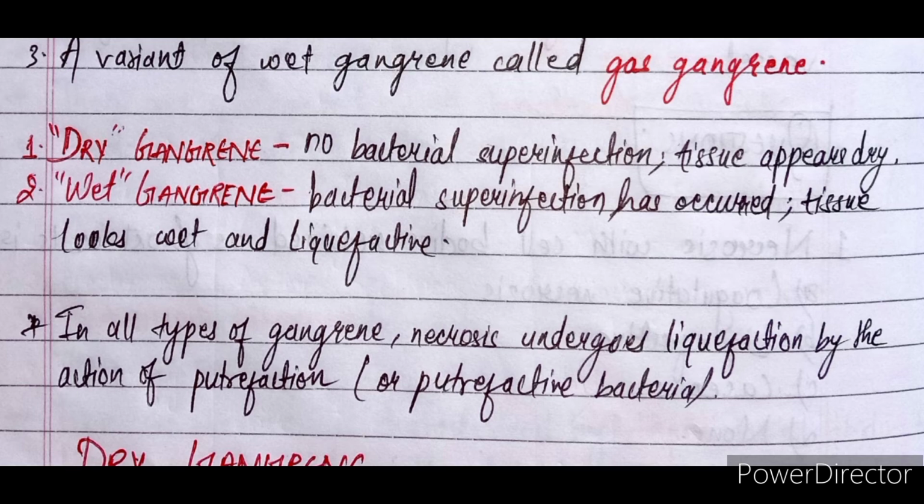The main difference between dry and wet gangrene is that in dry gangrene there is coagulative necrosis, but in wet gangrene there is liquefactive necrosis. In all types of gangrene, necrosis undergoes liquefaction by the action of putrefaction or putrefactive bacteria.